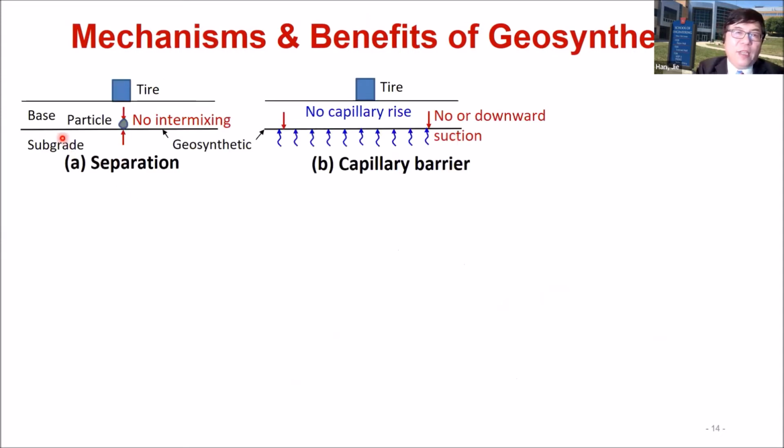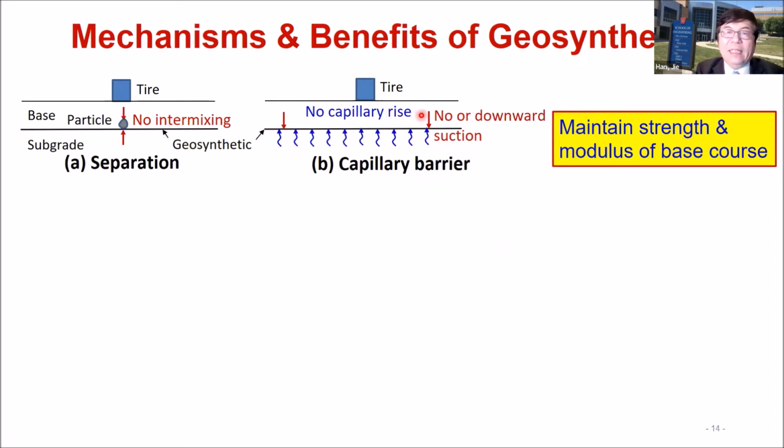First, separation. If you place the geosynthetic here, basically it separates the subgrade and the base course, preventing the intermix. Now we also can use the geosynthetic here to stop the capillary rise from the subgrade if the groundwater table is close. So you can use different kinds of geosynthetic to do that. Wicking geotextile has been proven very effective to stop the capillary rise, because wicking geotextile can create a suction to pull the moisture downwards rather than upwards. So for those two situations, basically you can maintain the strength and modulus of the base course. Basically, you keep those materials unchanged.